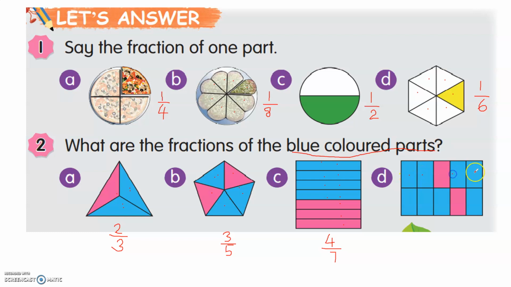Okay. How many blue parts are here? 1, 2, 3, 4, 5, 6, 7, 8. The numerator will be 8 over the denominator. All the equal parts are here. 1, 2, 3, 4, 5, 6, 7, 8, 9, 10. 8 over 10. To find the fraction, we should make sure all the parts are the same. If we see here, the pizza's first part is equal to all the parts. This one is also the same. This one also, all the parts are equal.